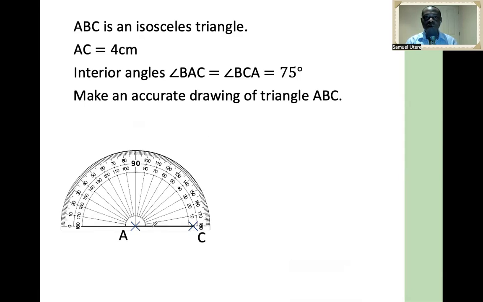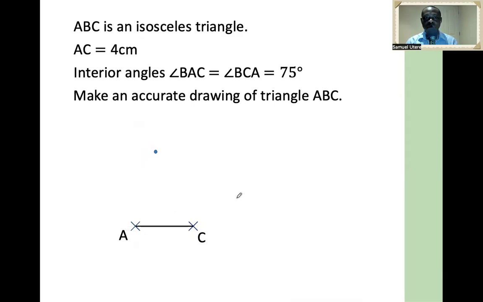Now we want to measure 75 degrees. We can see that the zero line is lined up with the line segment and it's the inside scale. So we're going to mark 75 degrees. We'll take a ruler and join those points. We draw it as long as we need it to be. We have not been told how long we need to make the line, so we really don't have to be restricted here.